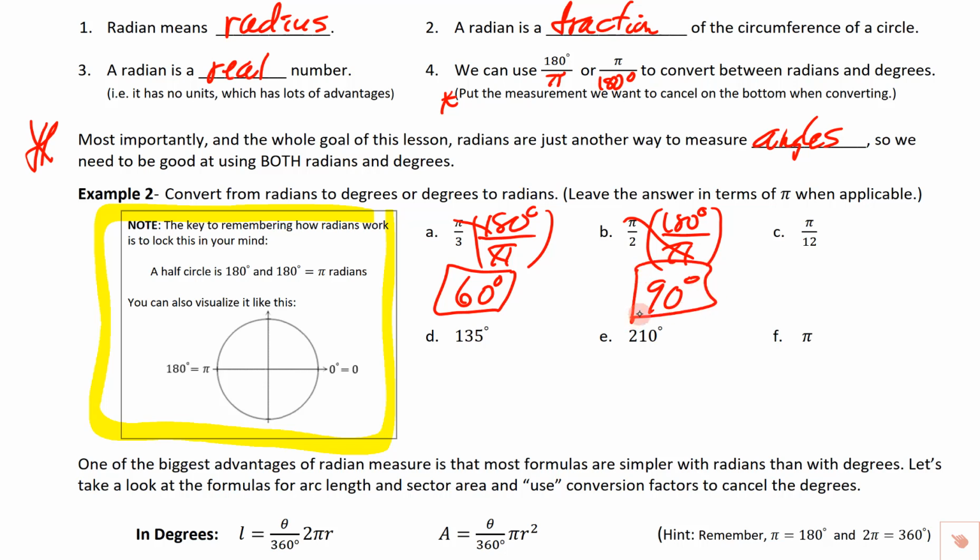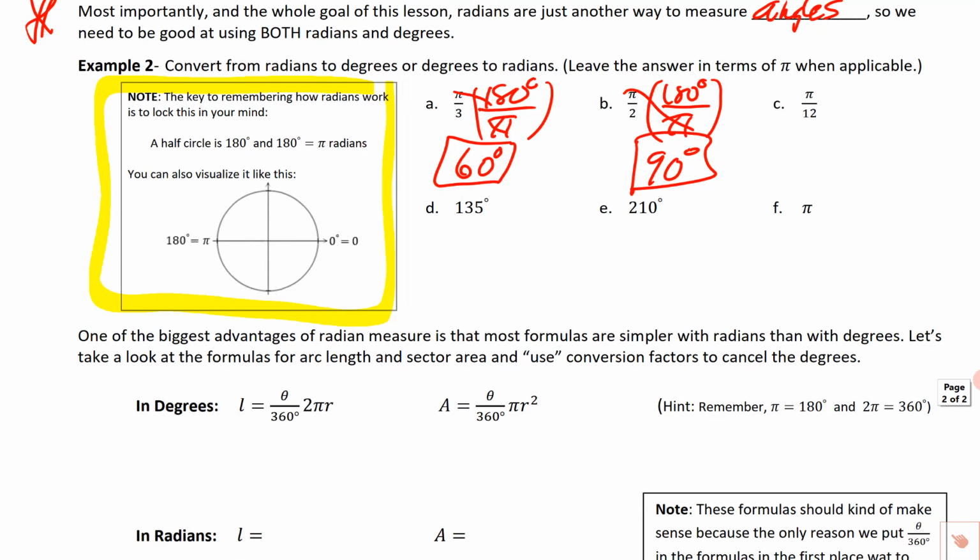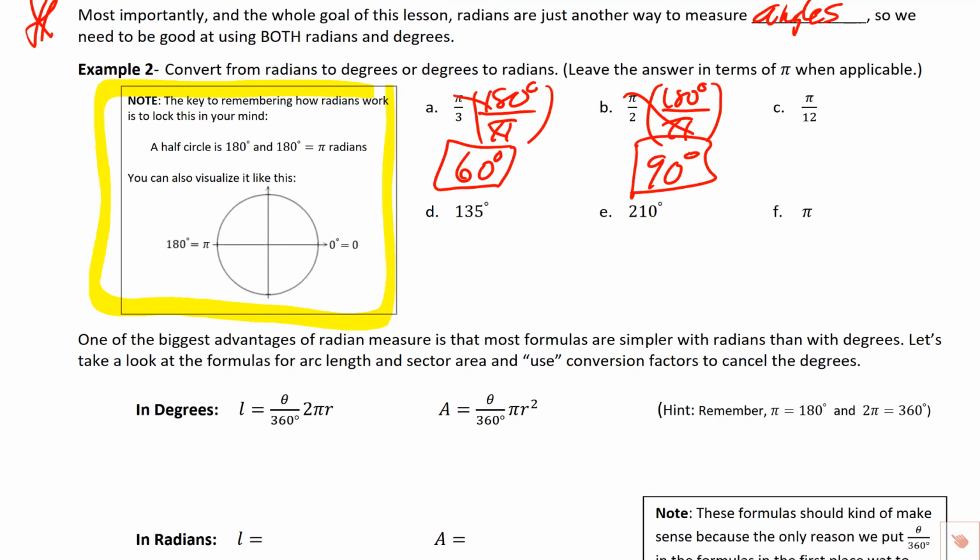Would you change pi 12ths into degrees? What did you get? 15 degrees. Thanks for throwing the units on there. Any questions there?